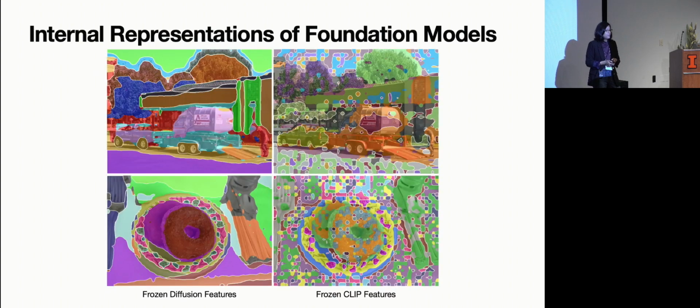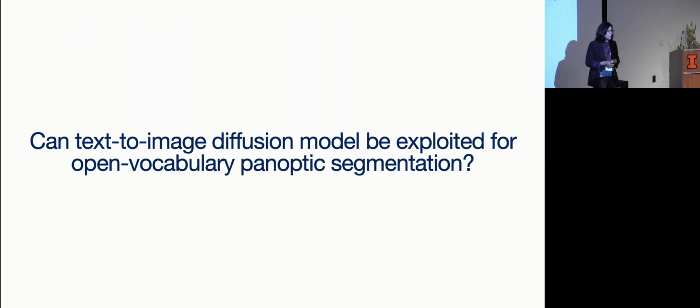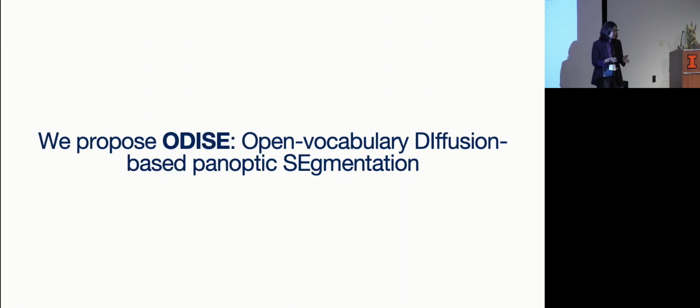And when you compare that to the k-means clustering of the internal representation space of a CLIP model, the image encoder of a CLIP model, which is on the right, you can see the differences: it's not as clearly well defined as the diffusion model space. So this inspired us to think about whether we could use the internal space of these diffusion models to do open vocabulary panoptic segmentation. So we proposed this specific model for it called ODISE, which I will describe next.